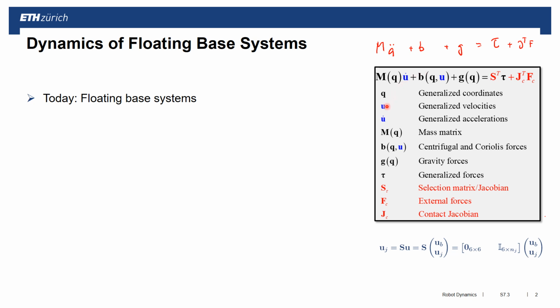So in blue and red, we now have the differences labeled here. As I said, the selection matrix, then these external forces, which are, to a large extent, as you will see later, contact forces and contact Jacobians, and then we have u and u dot instead of q dot and q double dot.